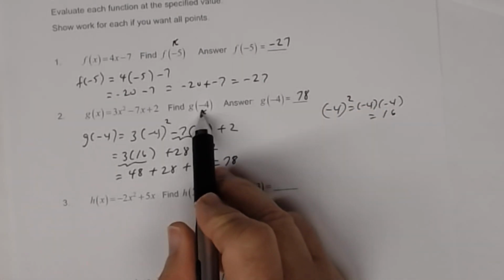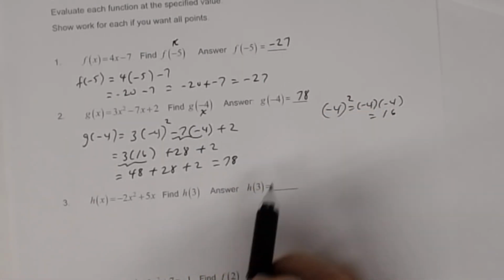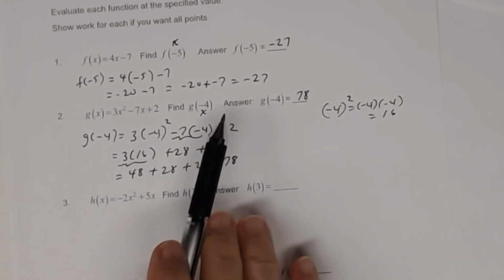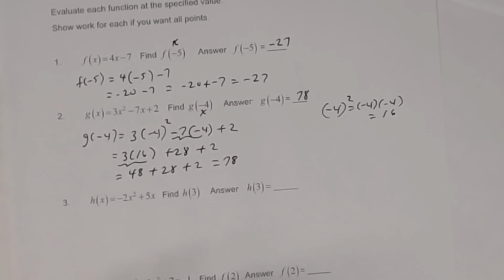So that means that when x is negative 4, my y value is 78. You're going to learn more about graphing these next semester. So this is going to make a little bit more sense as you work through the course next semester.